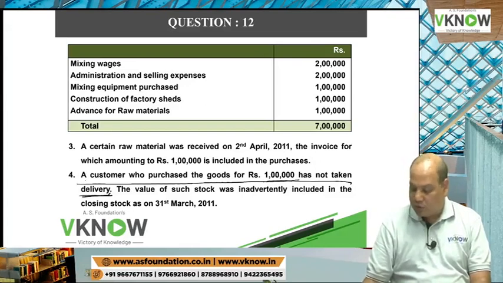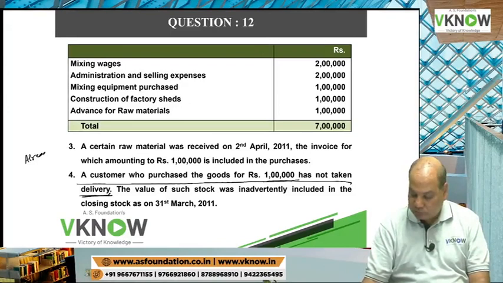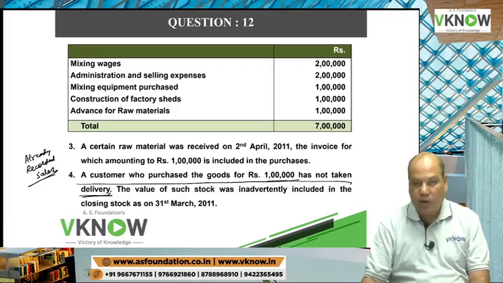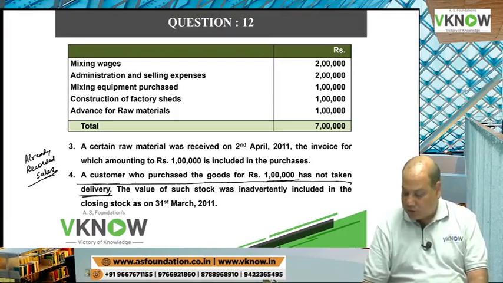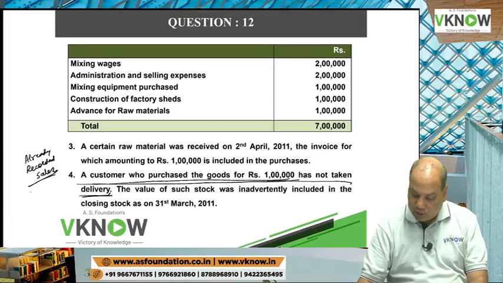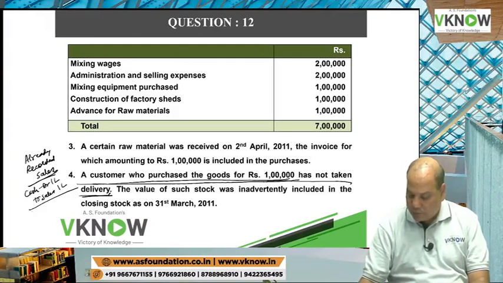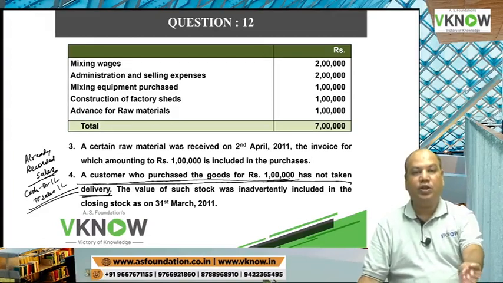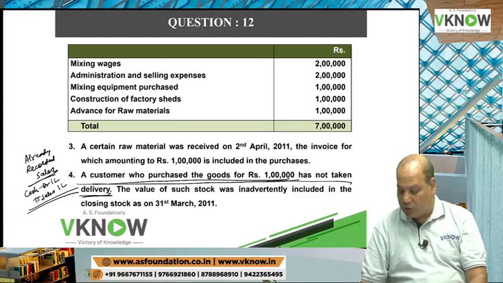Customer has purchased the goods. So we have already recorded sales. The company has already recorded sales. It says the customer purchased the goods for 1 lakh. So they may have passed the entry cash account debit 1 lakh to sales account 1 lakh, or they may have passed the entry customer account debit to sales account 1 lakh.